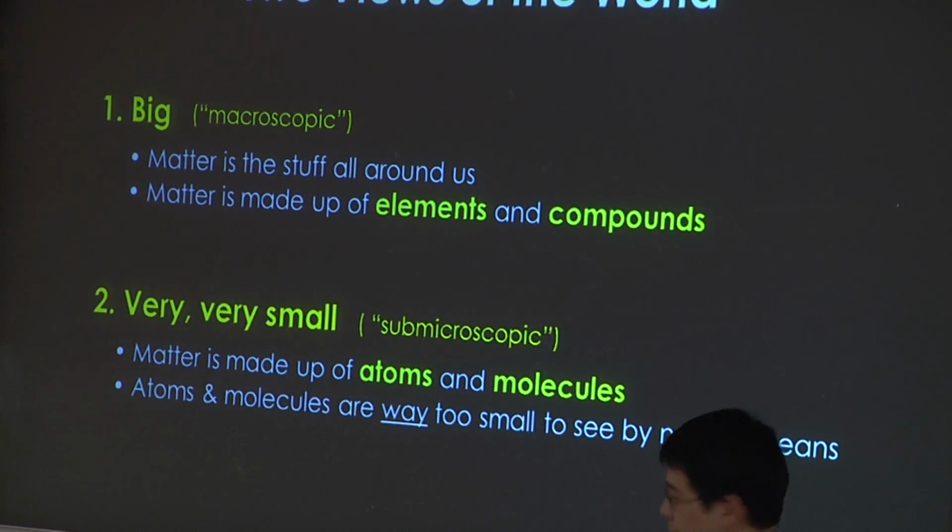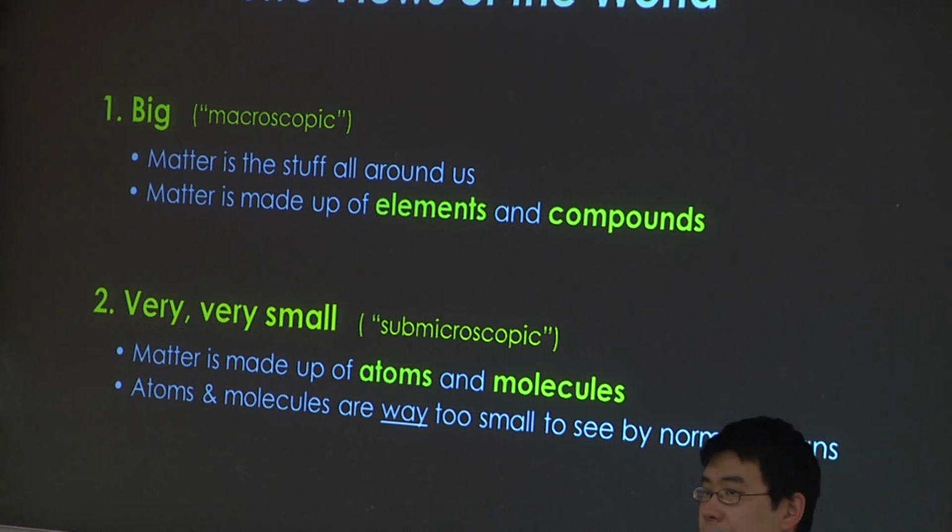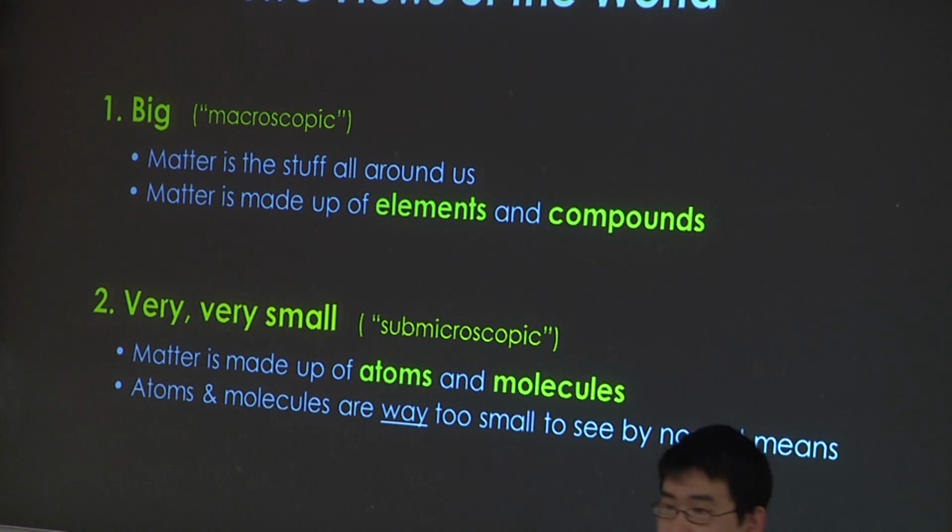Atoms and molecules, we made the point, are way too small to see by normal means. But because we are a visual people, we like to visualize things in order to understand them, so we come up with lots and lots of different models to explain what atoms and molecules are like. None of these models are actually exactly what they're like. You can't see them, you can't tell. But the models explain different aspects of them and are useful for our understanding of how atoms and molecules, and therefore how matter, behaves.